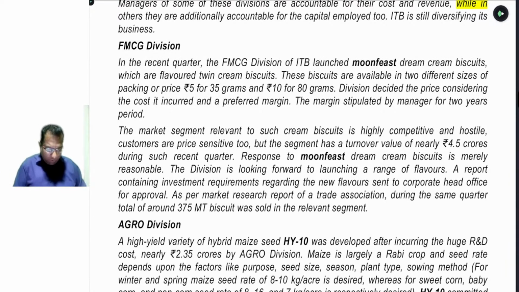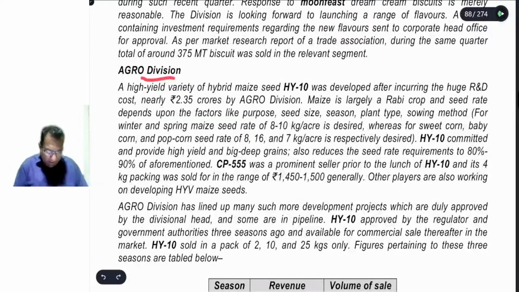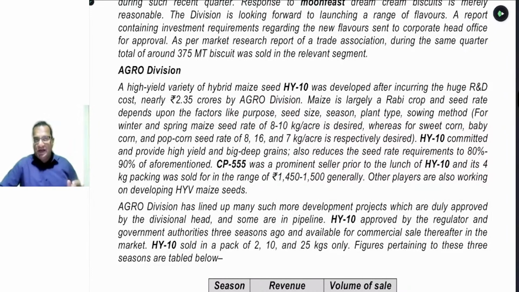Second department, agro division. A high yield variety of hybrid maize feed known as HY10 was developed after incurring the huge R&D cost, nearly 2.35 crore by the agro division. So जो agro division है, उन्होंने एक product launch किया है. The name of the product is HY10 after incurring huge R&D cost of 2.35 crore. And the specialty of this, it's a high yield variety, means for minimum feed they can produce maximum output.